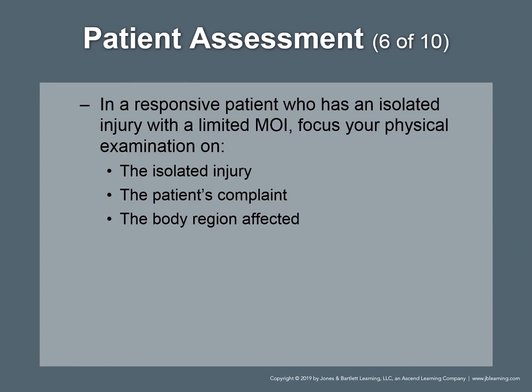In a responsive patient with an isolated injury with no real mechanism of injury, focus your exam on the patient's complaint, injury, and region affected. Okay? So for the isolated fractured ankle, for the isolated hit with a baseball bat in the kneecap, we're really going to stay and play with those and make sure we splint those real good. How about a baseball bat to the abdomen with bruising? Okay, that's a load and go because that's internal bleeding. That's affecting multiple systems. So that's going to be your load and go trauma patient.